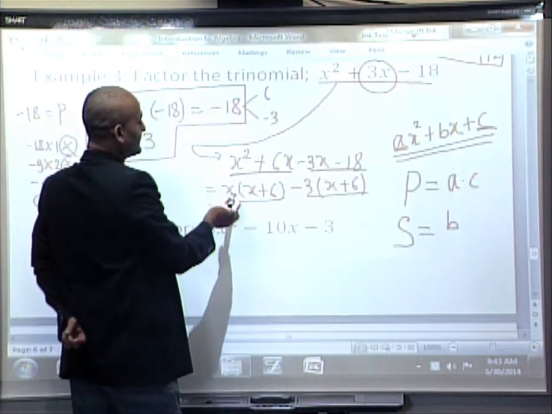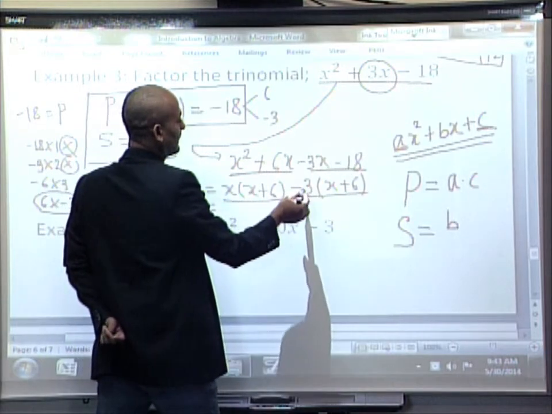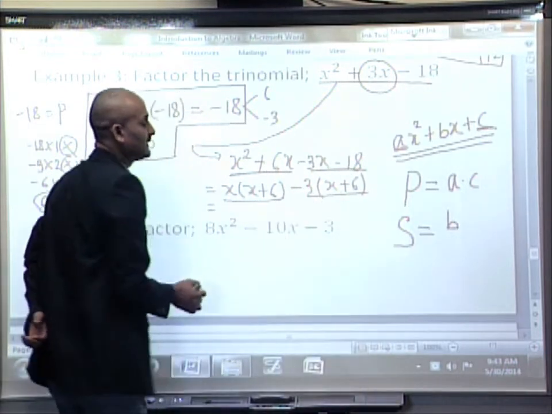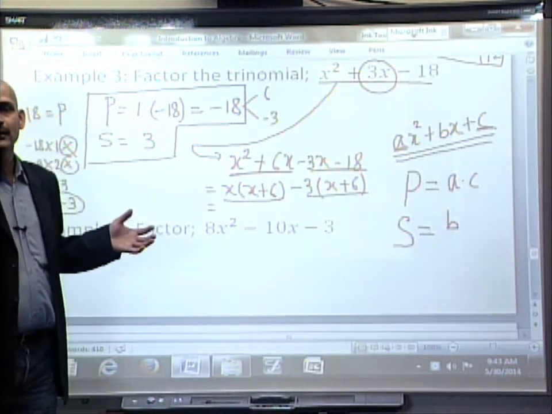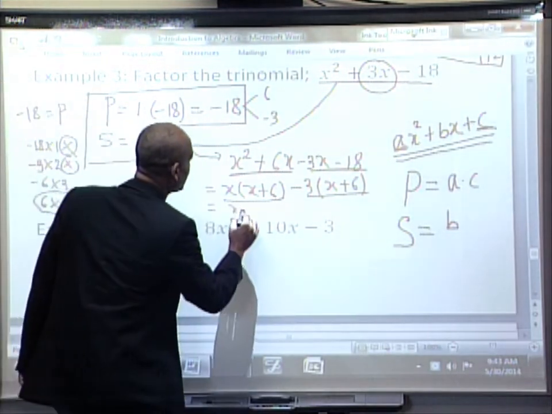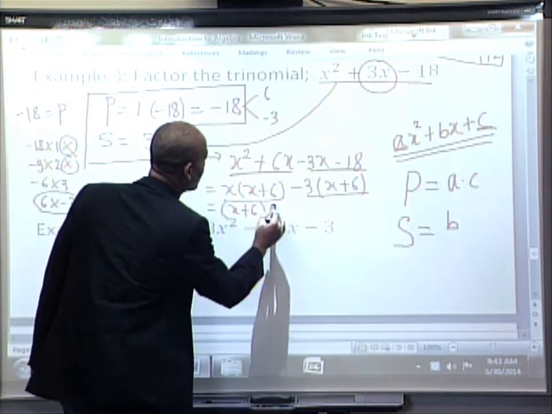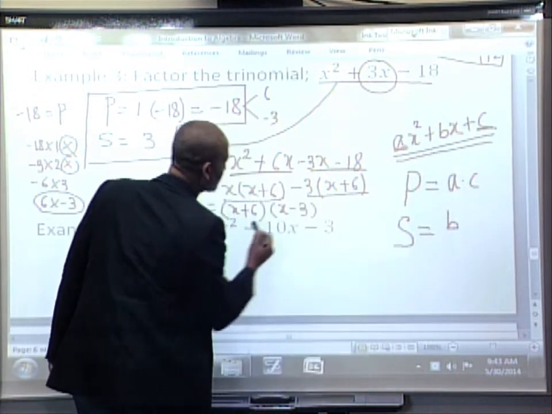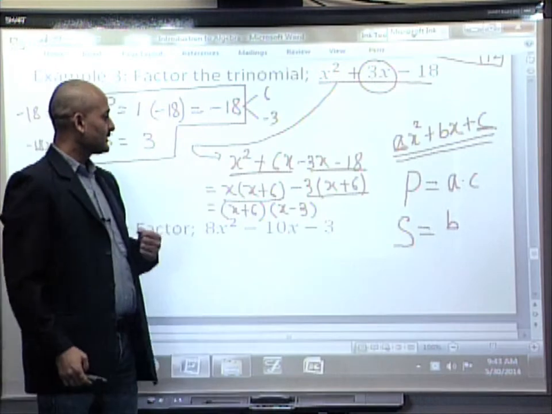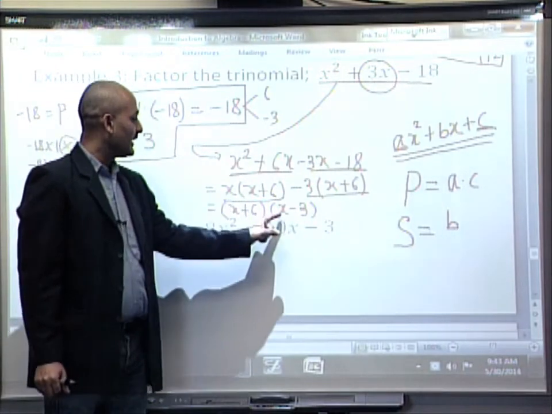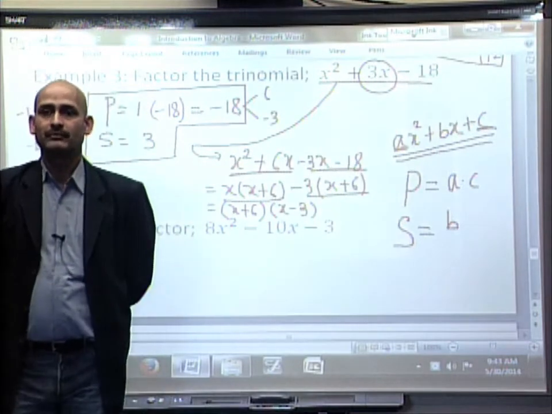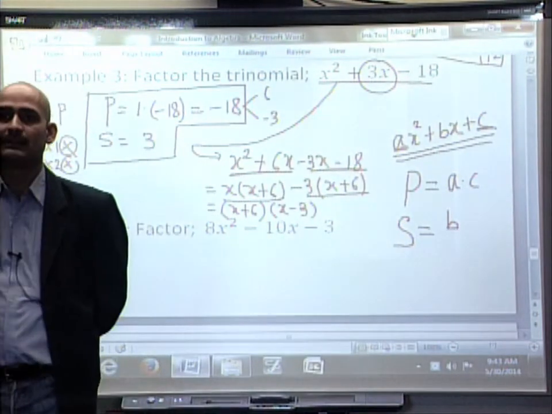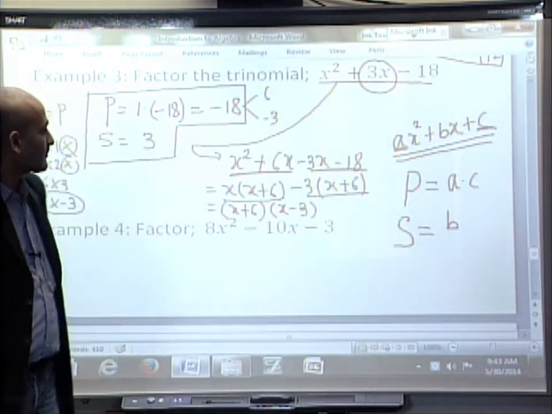The first quantity is x times x plus 6. The next quantity is negative 3 times x plus 6. You can immediately see x plus 6 is the common factor in the two. So x plus 6 is factored out, and x minus 3. If I factor x plus 6 out, from the first quantity x is left, from the second quantity 3 is left. So I factor the given trinomial.